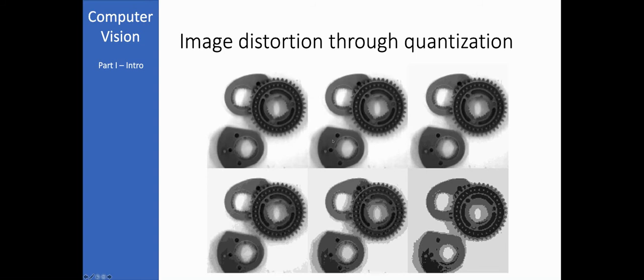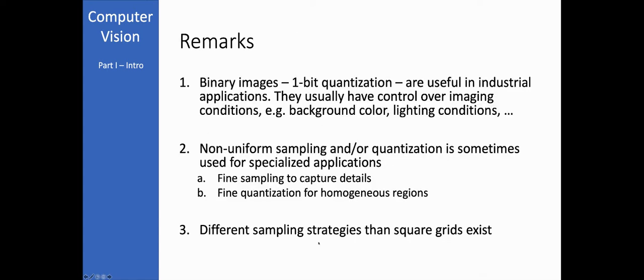The major effect, however, is actually seen in the areas where I had homogeneous transitions or shadows. For example, here, or here. If I start reducing the number of quantization levels I used to represent the pixels, I see that areas that were homogeneous before now have sharp artifacts and sharp changes. I want to make three remarks on this topic.